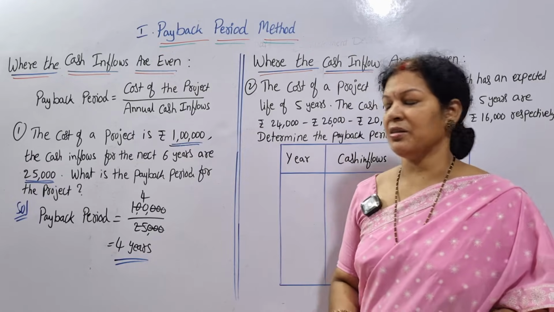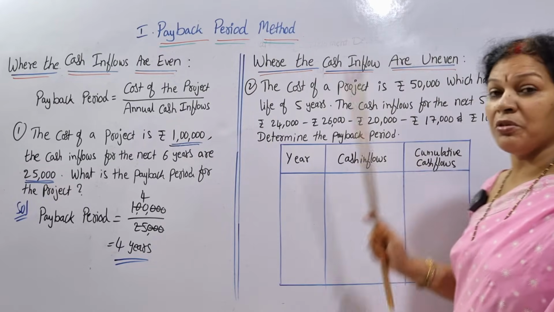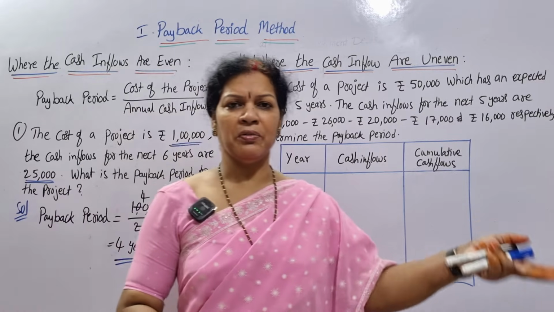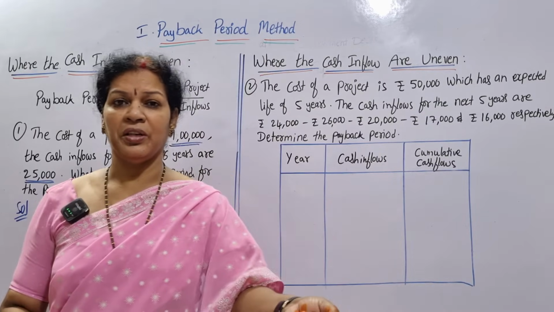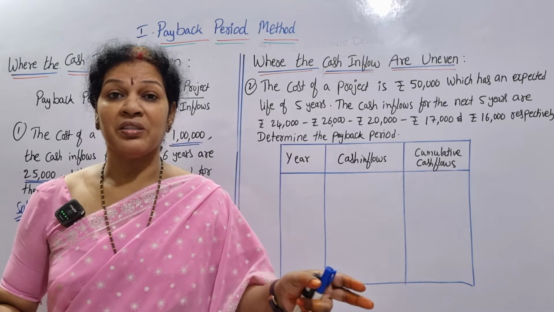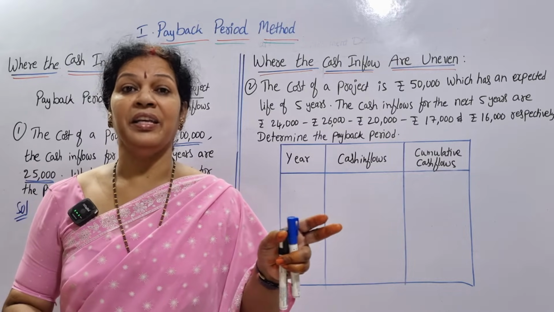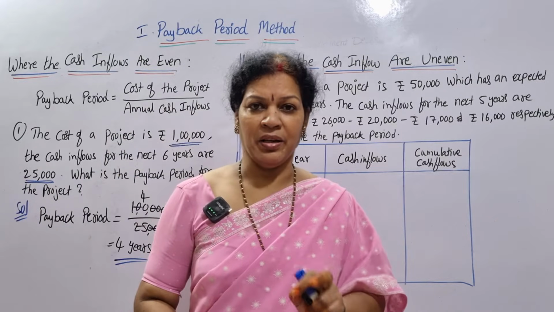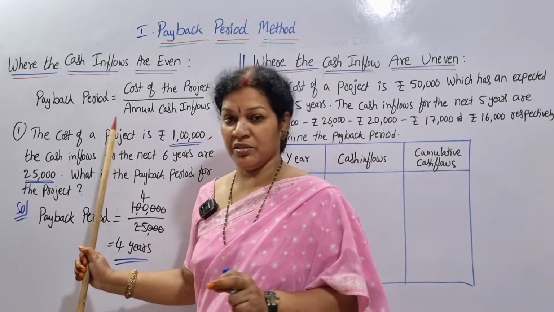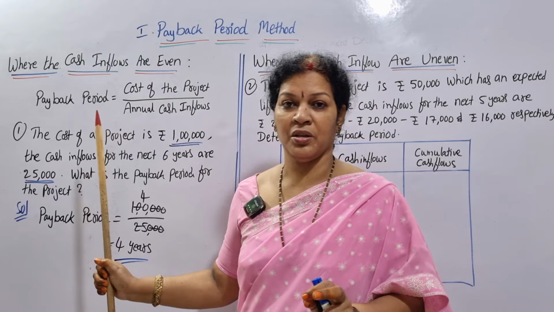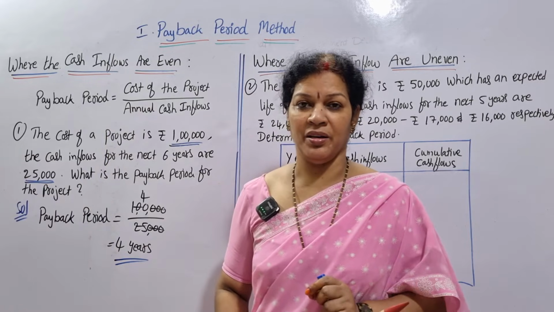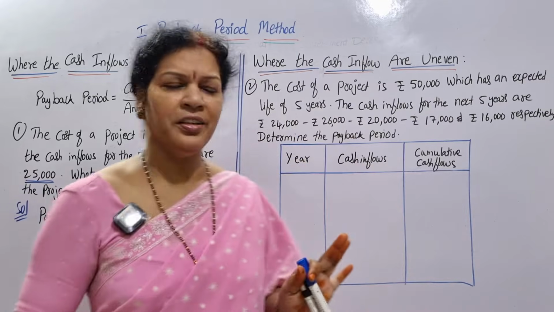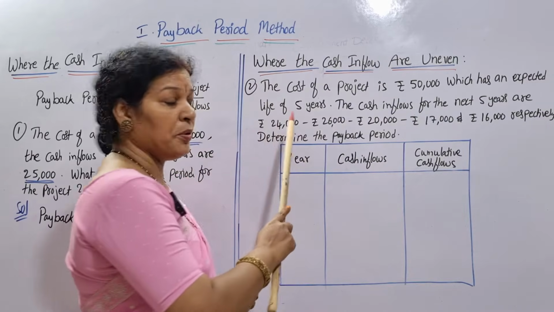Coming to the second method, where the cash inflows are uneven, not even. Sometimes I am getting 25,000, sometimes 35, sometimes 50. Like inflows are not equal, uneven. Then what to do? When it is given uneven, you need not use this formula. This is not going to work out. You have to prepare a table. How? We'll go through a problem. Very easy. See the problem.